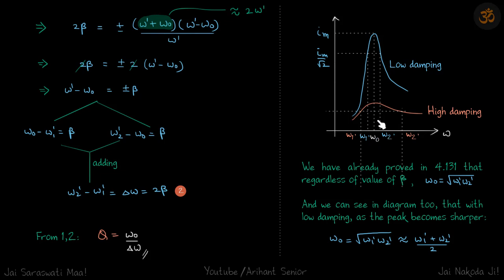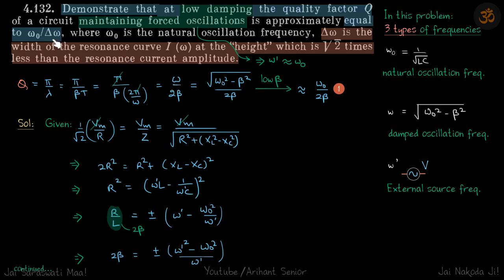So at that external frequency we are getting Im by root 2. He's saying that this difference, omega 2 dash minus omega 1 dash, is delta omega, and that should give the quality factor, so delta omega should be equal to 2 beta. Let's see that. It's given that at resonance the maximum current is Vm by R. Root 2 times less than that is our current now, so that is Vm by Z, so Vm by root of R square plus XL minus XC whole square.